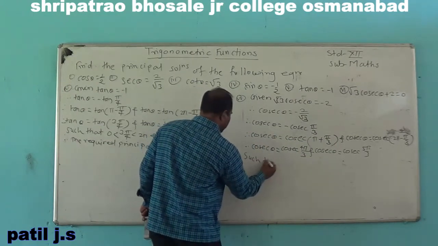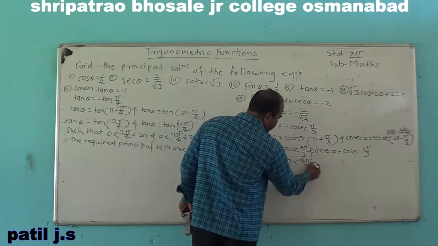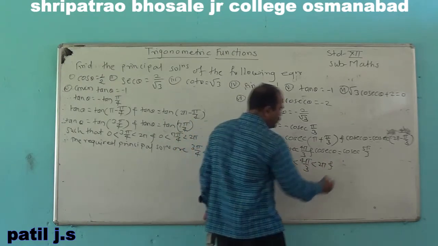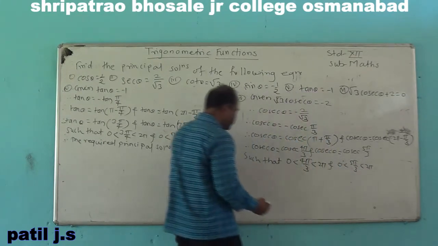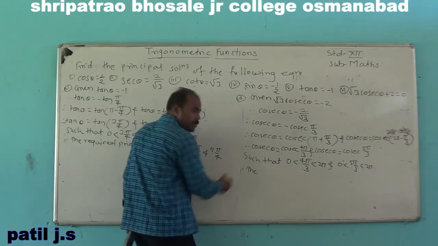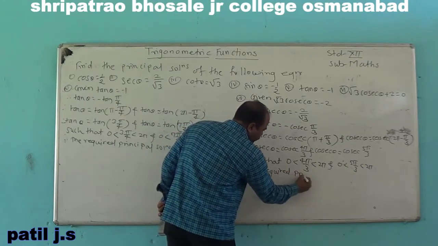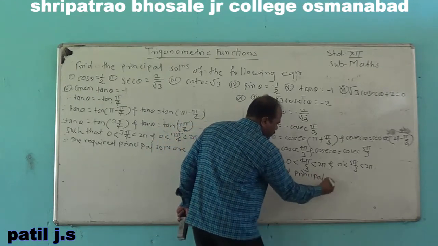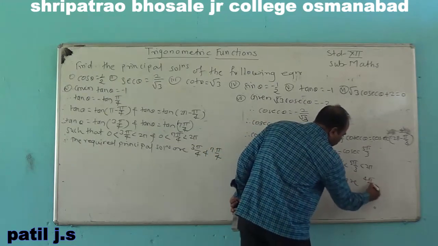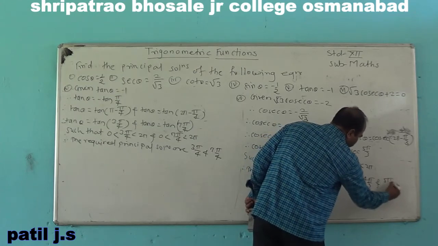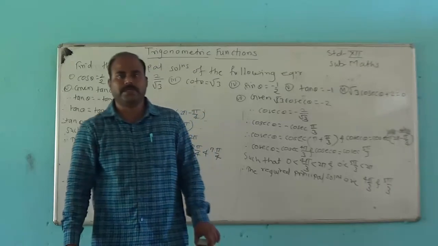such that 0 is less than 4 pi by 3 less than 2 pi and 0 is less than 5 pi by 3 less than 2 pi. Therefore the required principal solutions are 4 pi by 3 and 5 pi by 3. These are the examples of principal solutions.